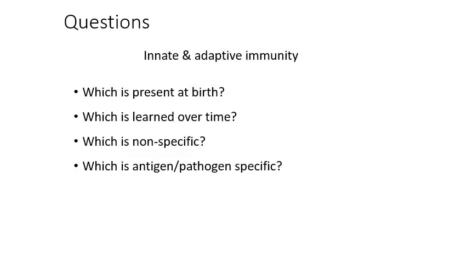Okay, so difference between innate and adaptive immunity. Which one is present at birth and which one do you learn over time? Which one is non-specific and which one is specific? Right, so there's your answer. So your innate immune system is present at birth. The adaptive immune system you have to develop over time. The innate immune system is non-specific, so it's not recognizing the difference between specific pathogens, but it can tell what's a foreign entity and what is the body. And then the adaptive immune system is the one that is antigen or pathogen specific, meaning it can tell the difference between individual pathogens.